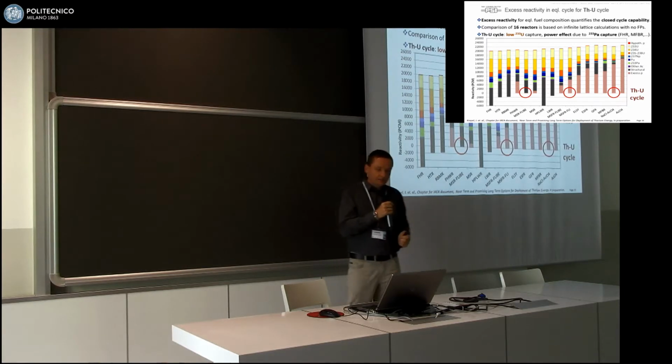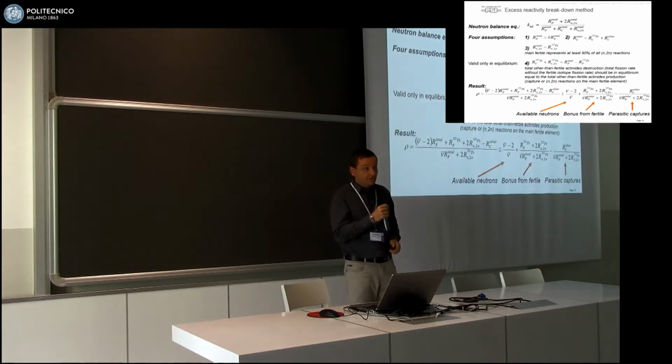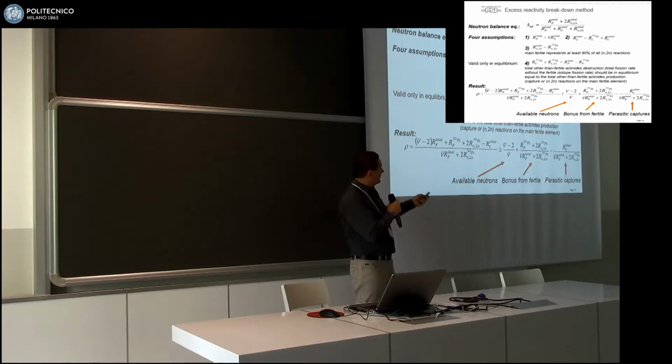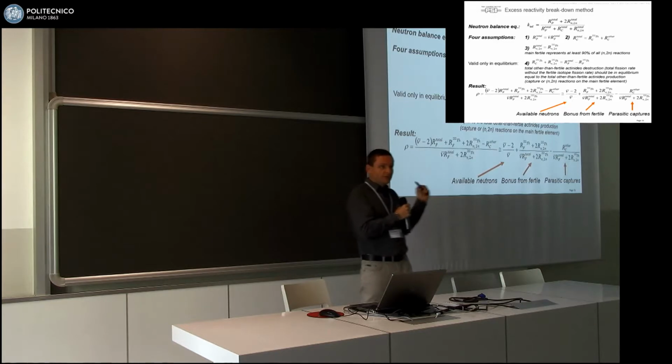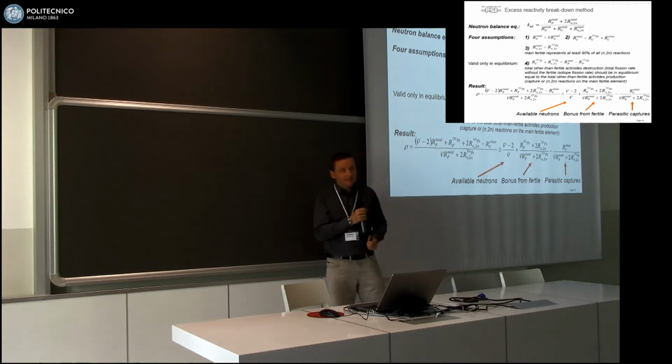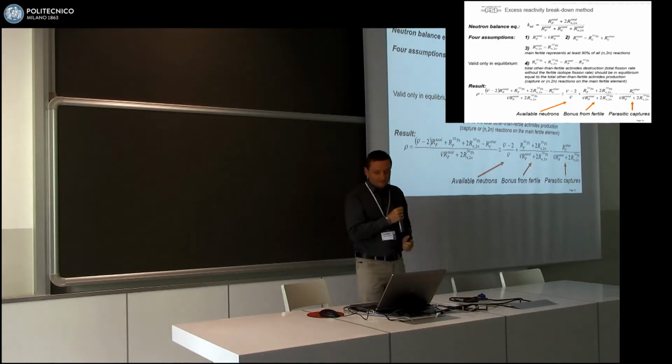Now, you are surely interested to see how this was calculated, and there is the equation, a simple neutron balance equation with 4 conditions. This condition is really a little bit tough to understand, so this is the second homework. Please try to derive this equation again if you would like to understand. Basically, you end up with something like: reactivity is equal to reactivity excess from available neutrons, bonus from the fertile, thanks to the direct fission or n,2n, and then parasitic captures.